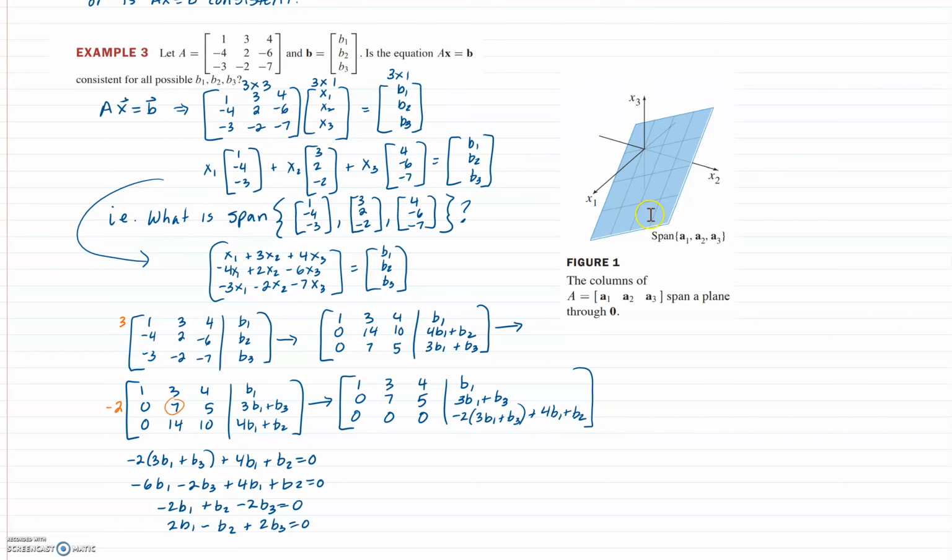And here's a picture of the span of A1, A2, and A3, where A1 is the first column of our matrix, A2 is the second, and A3 is the last. So the columns of A span a plane through 0. So there it is, the plane through 0. And it failed to be consistent for all B because we had a row of zeros here. We only had 2 pivots. We did not have 3 pivots.